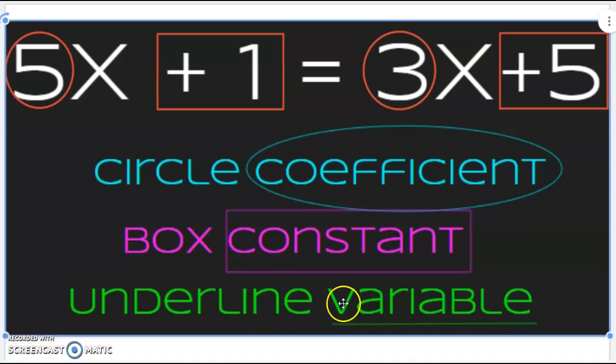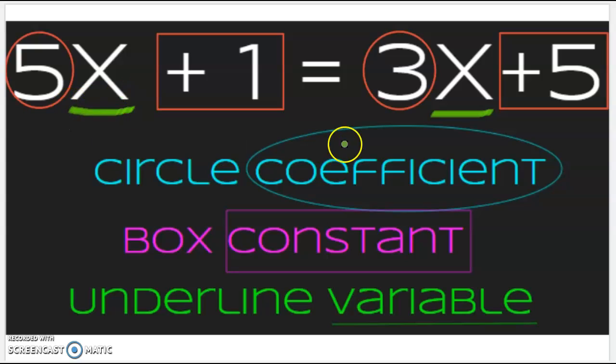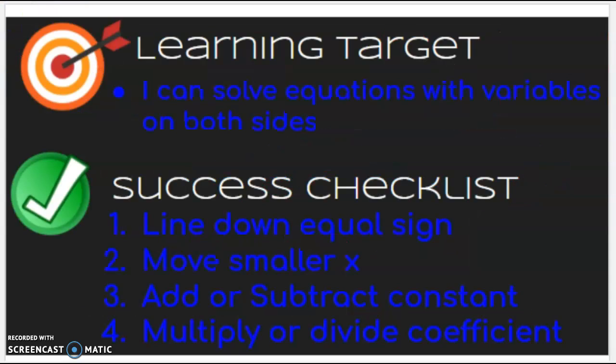The variable that I'm looking for, I'm just going to underline that one. So I'm going to select the green highlighter. I'm going to underline the variable. The variable I'm looking for is the x. So when we're solving, our final answer should say something like x equals, or a number is equal to x, depending on whatever side my x is on.